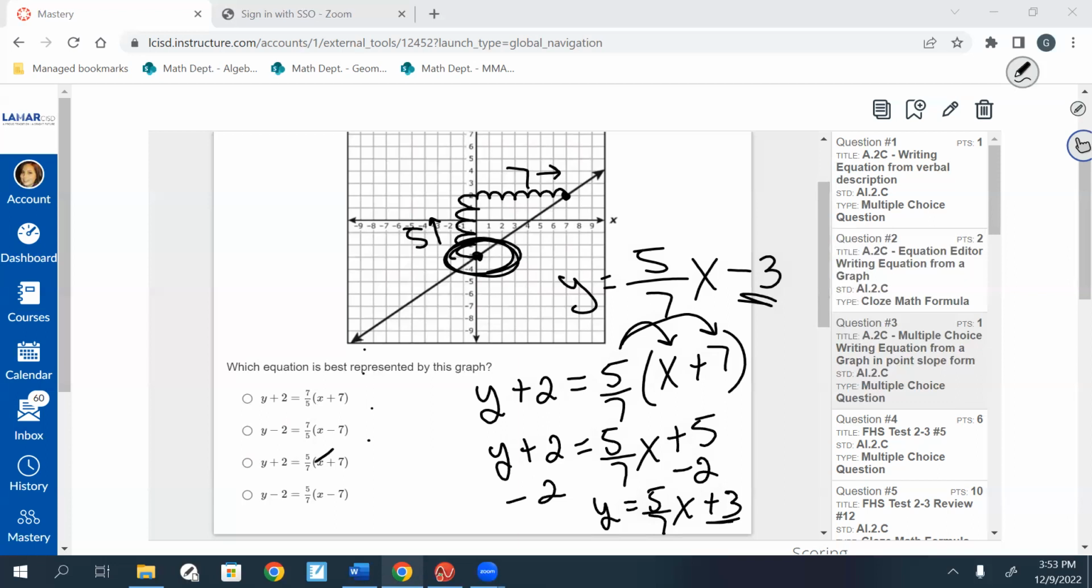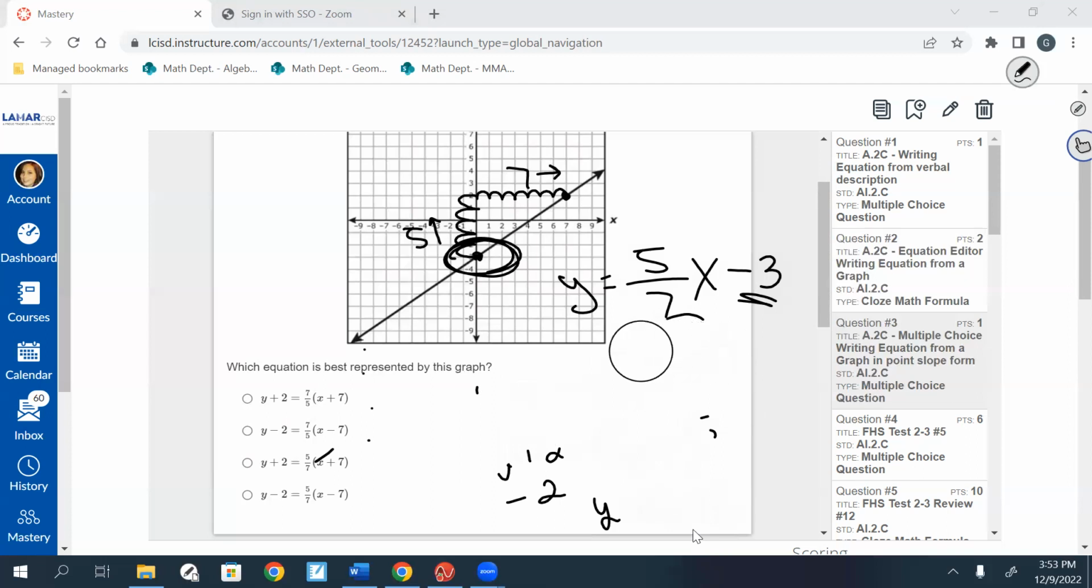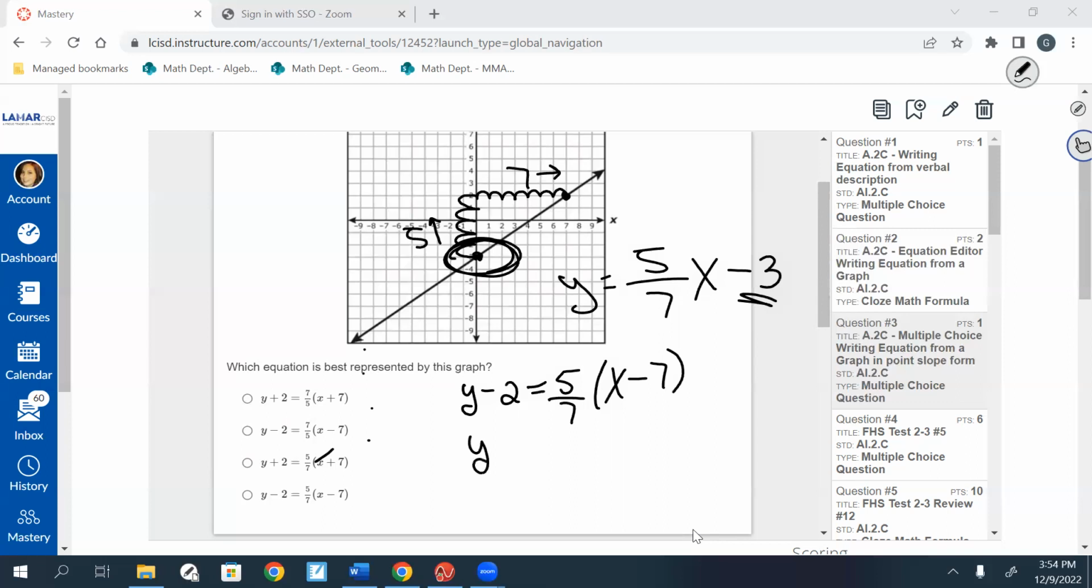So just to show you the process one more time, I'm going to check out the last one. I'm going to look at the last answer choice and prove that it's actually going to be the correct one there. So we have y minus 2 is equal to 5/7 times x minus 7. Okay, so we're going to multiply in. So we have y minus 2 is 5/7x. And again, you can multiply this in the calculator. So 5/7 times -7 this time.